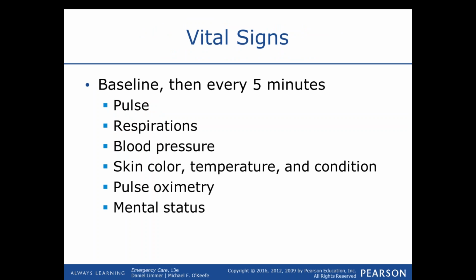Vital signs, if you deem them to be critical, then you want to take baseline vitals and then repeat vitals every 5 minutes. Pulse, respirations, blood pressure, skin CTC, again that's color, temperature, and condition, is important. Pulse ox, mental status, making sure you're getting blood glucose, because again we're dealing with the possibility of pancreas involvement here. The other one I would add to this, of course, is your temperature, because you want to know if we're dealing with the possibility of infection.